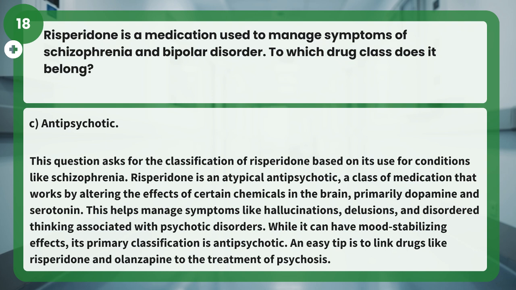Risperidone is an atypical antipsychotic, a class of medication that works by altering the effects of certain chemicals in the brain, primarily dopamine and serotonin. This helps manage symptoms like hallucinations, delusions, and disordered thinking associated with psychotic disorders. While it can have mood-stabilizing effects, its primary classification is antipsychotic. An easy tip is to link drugs like risperidone and olanzapine to the treatment of psychosis.